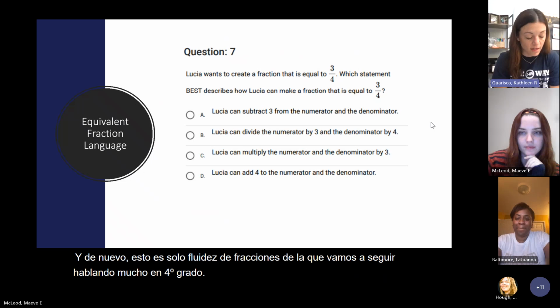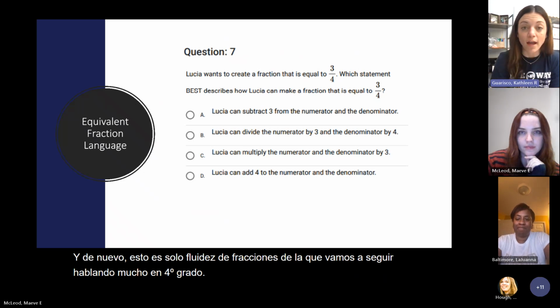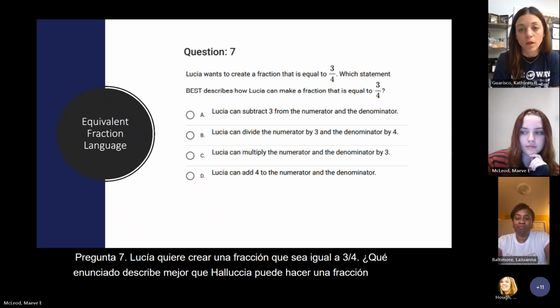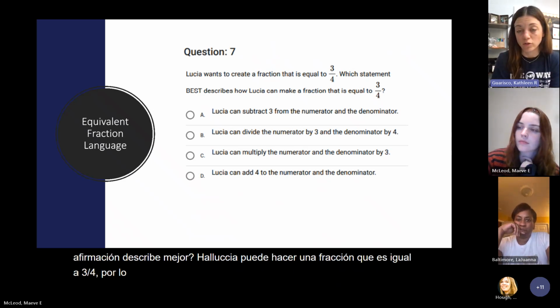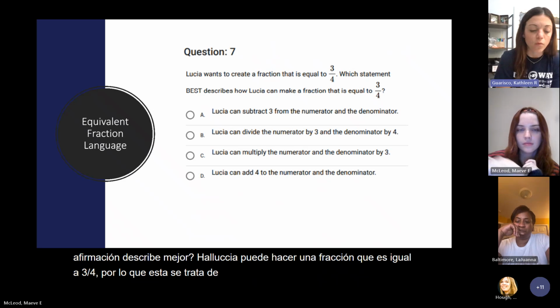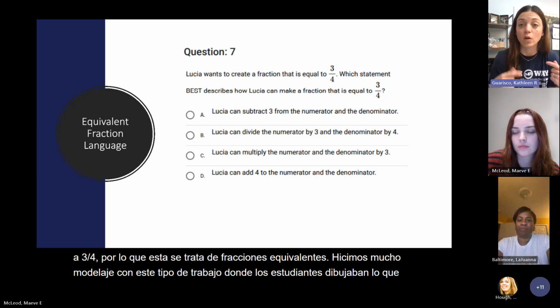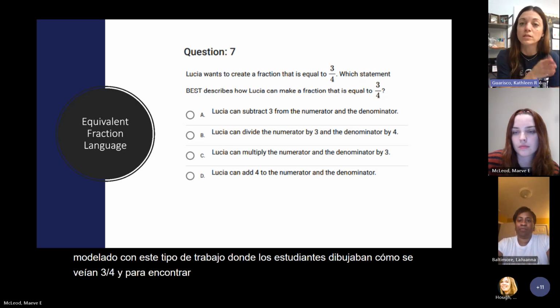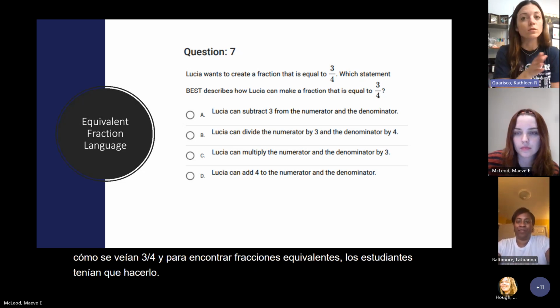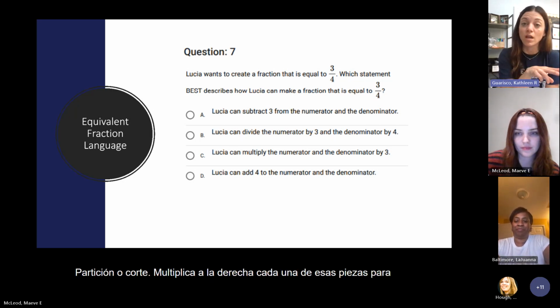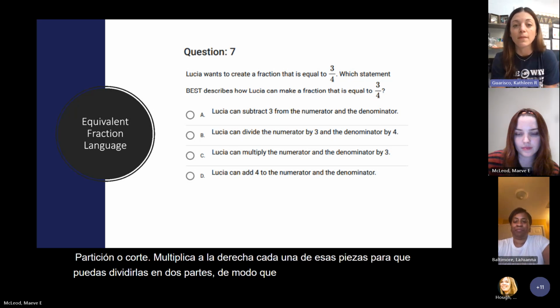Question 7. Lucia wants to create a fraction that is equal to 3/4. Which statement best describes how Lucia can make a fraction that is equal to 3/4? So this one is about equivalent fractions. We did a lot of modeling with this type of work where students would draw what 3/4 looks like. And in order to find an equivalent fraction, students would have to partition or cut or multiply, right? Each of those pieces. So you could partition them into 2 parts. So the 3 is doubling, the 4 is doubling.